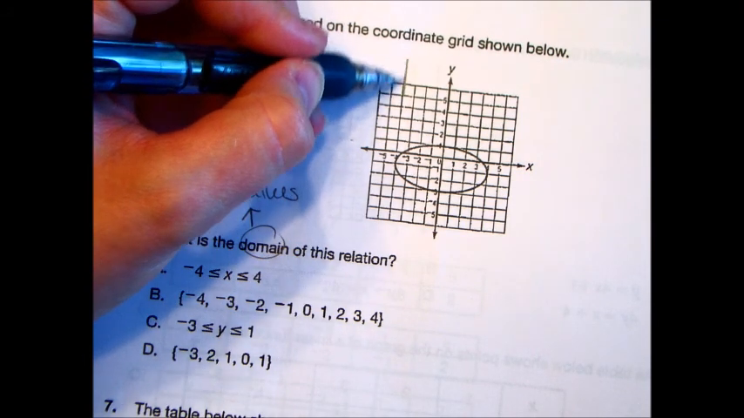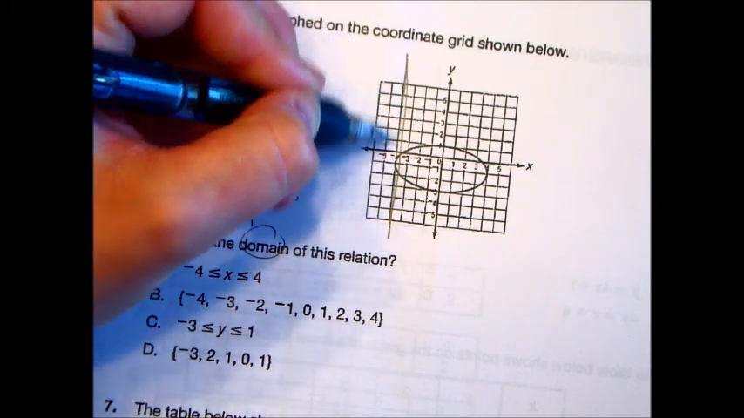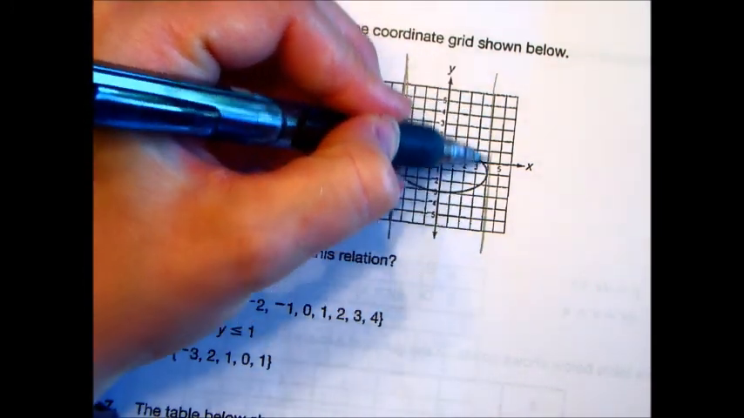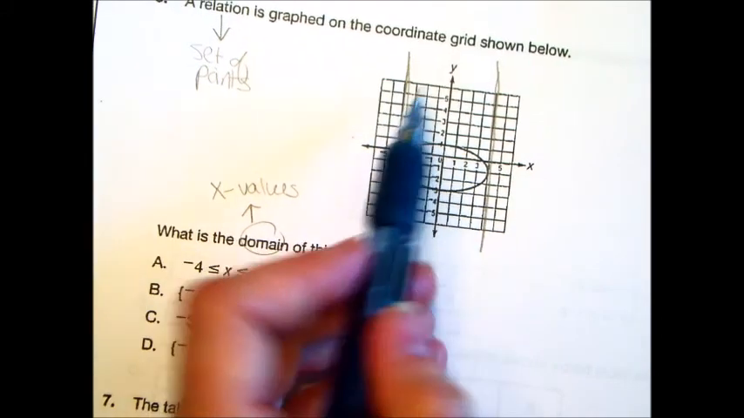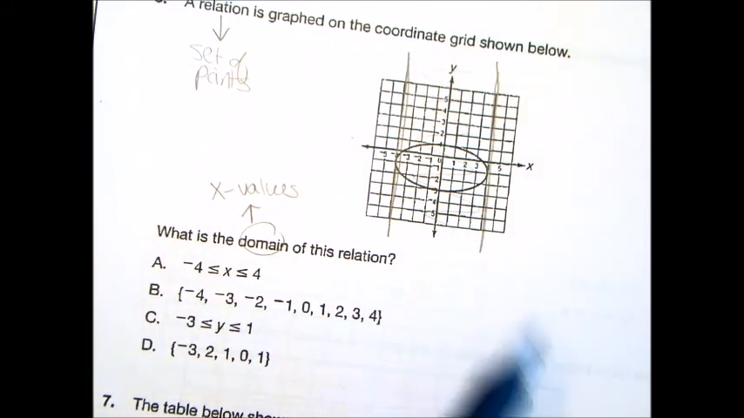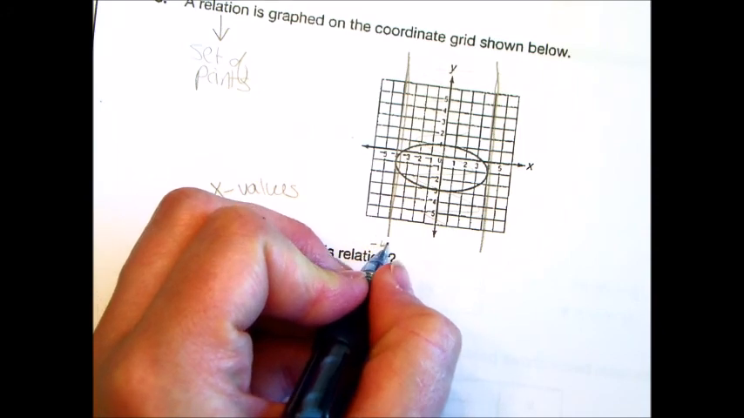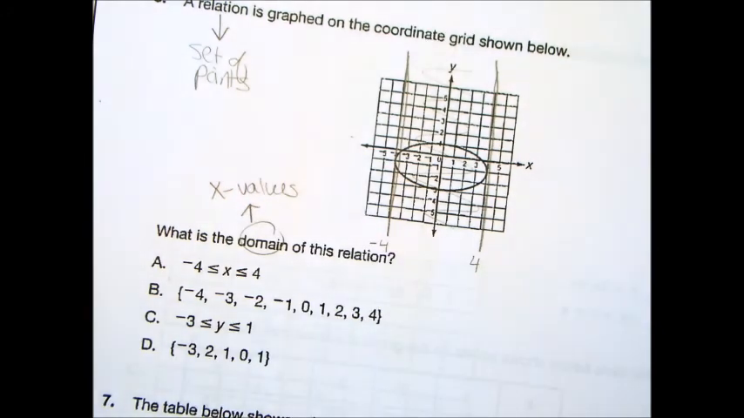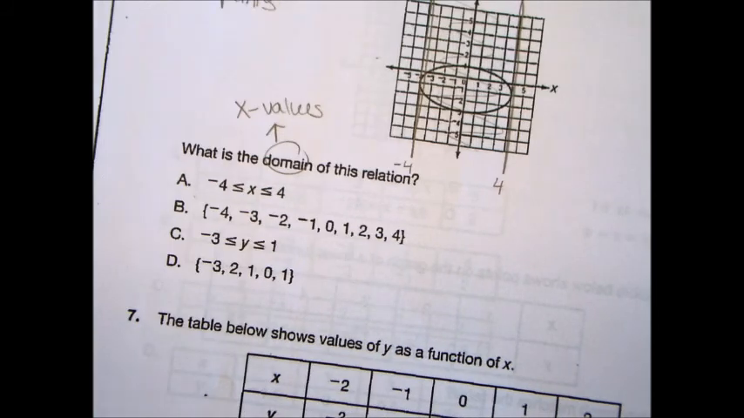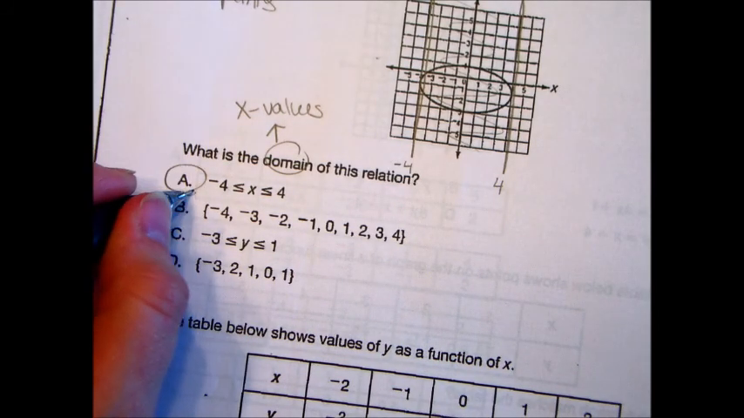So left to right, I see this goes from here to here. Can you kind of see that, like this area in here, this is the domain. It goes from left to right. So the leftmost value is -4 and the rightmost value is +4. And they're x values. So the only one that fits that would be A.